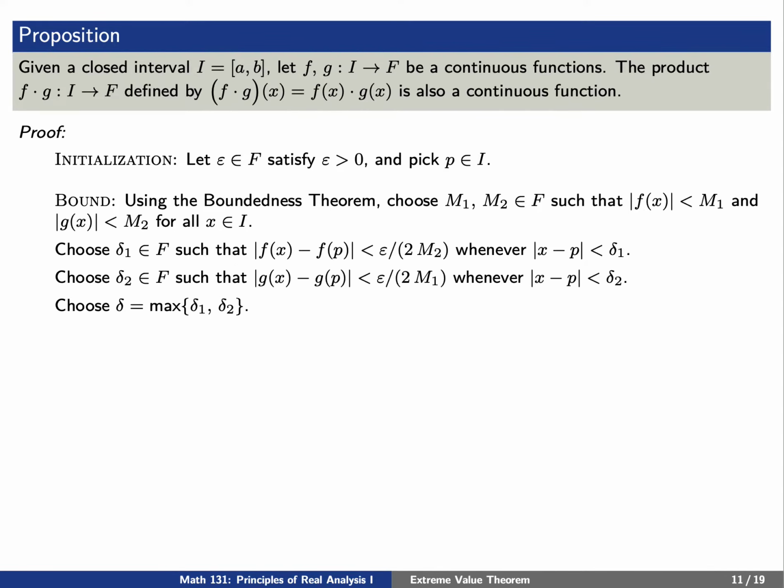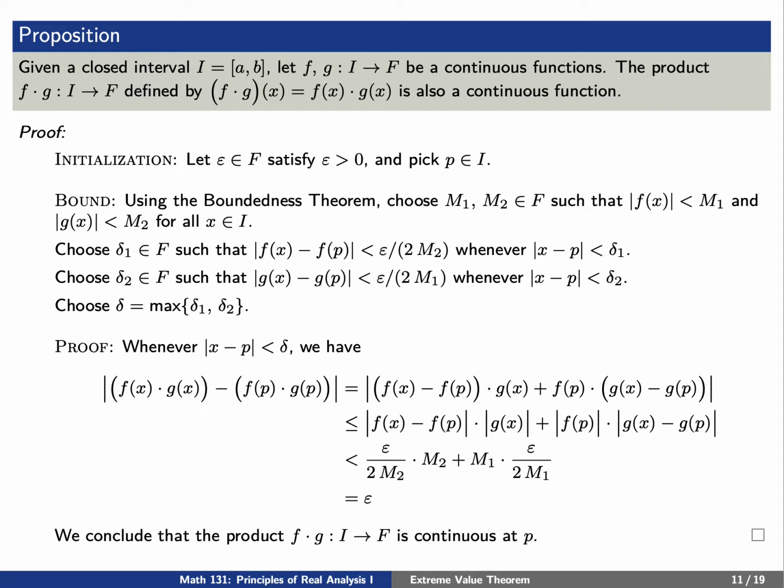Now choose the delta 1 such that f of x minus f of p is less than epsilon over twice m2 whenever x minus p is less than delta 1. And we'll choose the delta 2 such that g of x minus g of p is less than epsilon over twice m1 whenever x minus p is less than delta 2. Now we'll choose delta to be the smaller of delta 1 and delta 2.